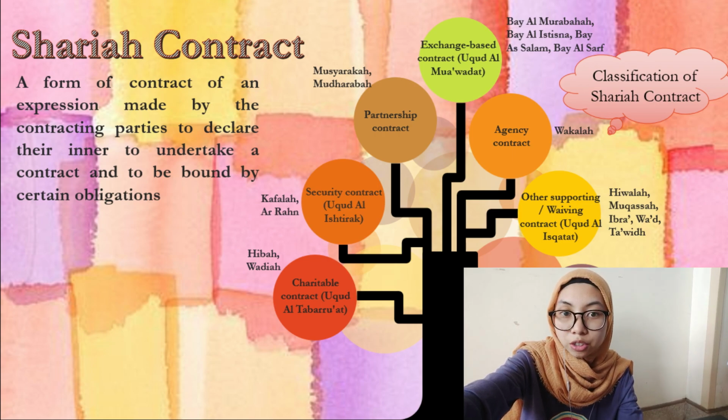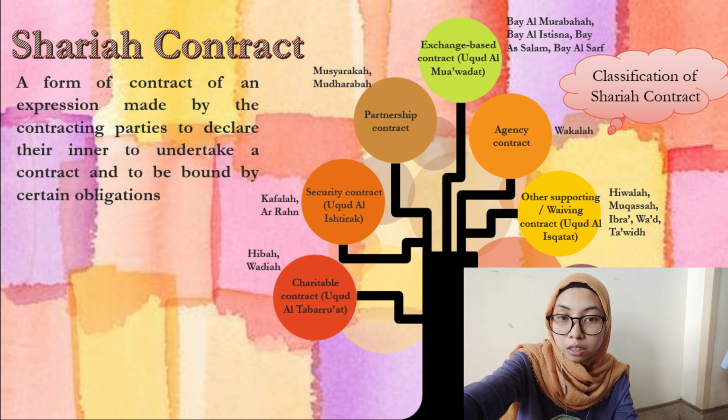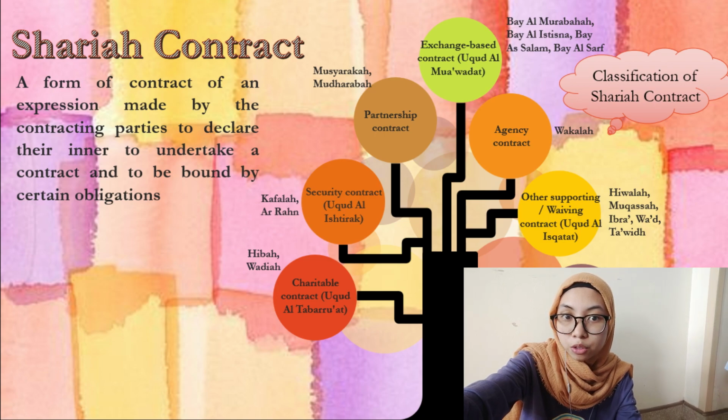In addition, for the customers that wish to give wealth to another party without getting advantage from the recipient, there are contracts that fall under charitable contract, which is uqud al-tabarru'at, which are hibah and wadi'ah. The fifth one is an agency contract, wakalah, the term used for Islamic agency contract.